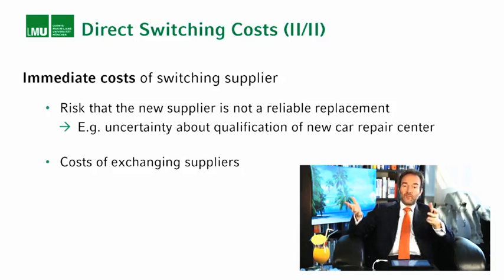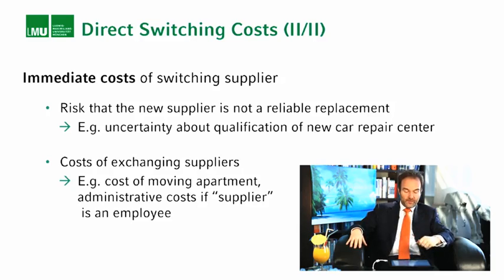There's also sometimes a very direct cost of exchanging suppliers. So if your supplier in that case would be an employee, then the cost of moving an apartment would be a direct cost of switching, right? So administrative costs also, if you have to go through the whole procedure of hiring someone and so on, these would be direct, immediate costs of switching a supplier.